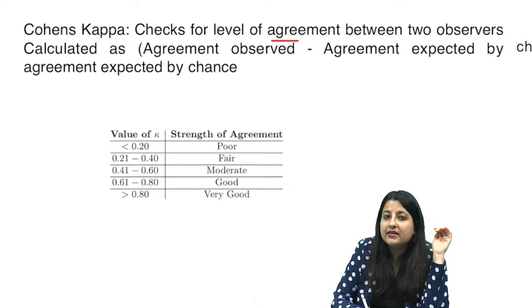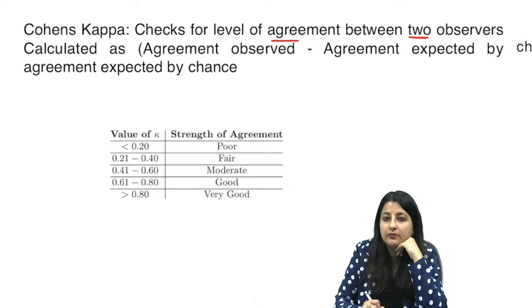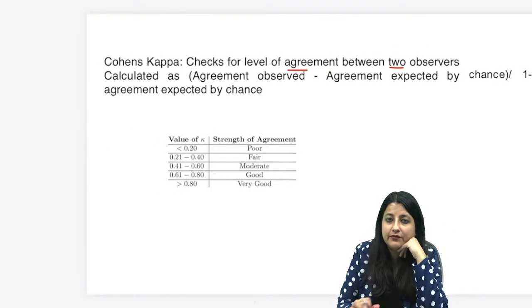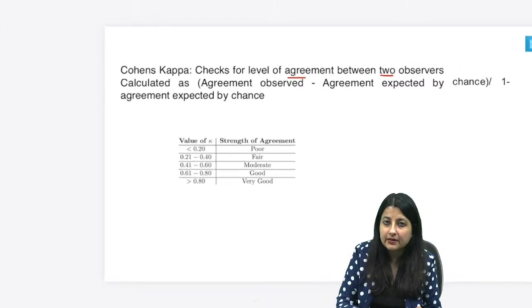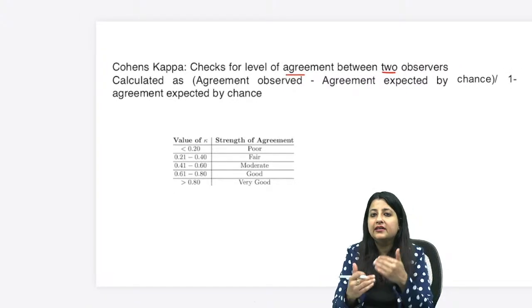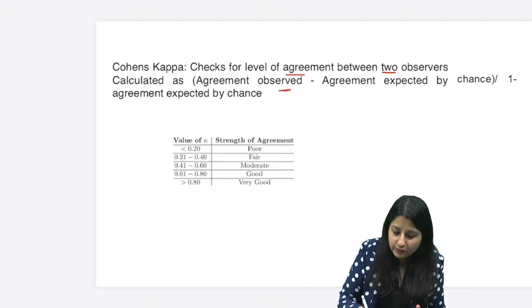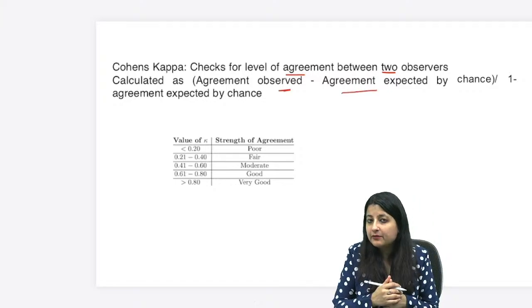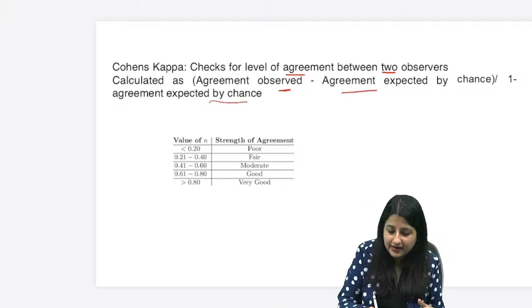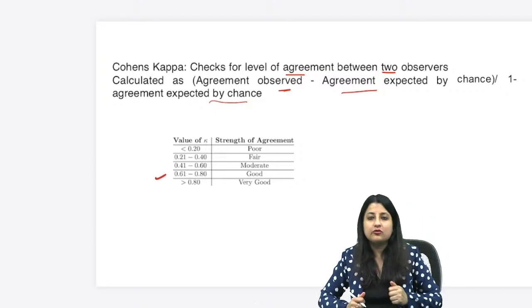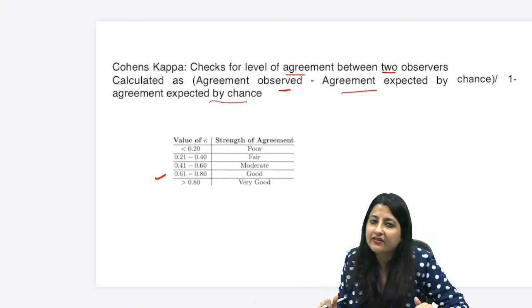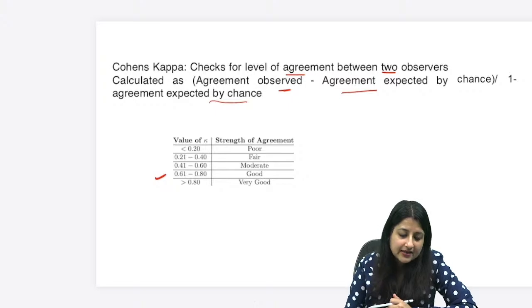It checks for the level of agreement between two observers. Okay, level of agreement between two observers. And how do you calculate it? Because INICET is around the corner, it can give you: agreement observed minus agreement expected by chance, divided by 1 minus agreement expected by chance. And good is 0.6 to 0.8. Okay, so up to 0.7 we definitely work with a good kappa statistic.